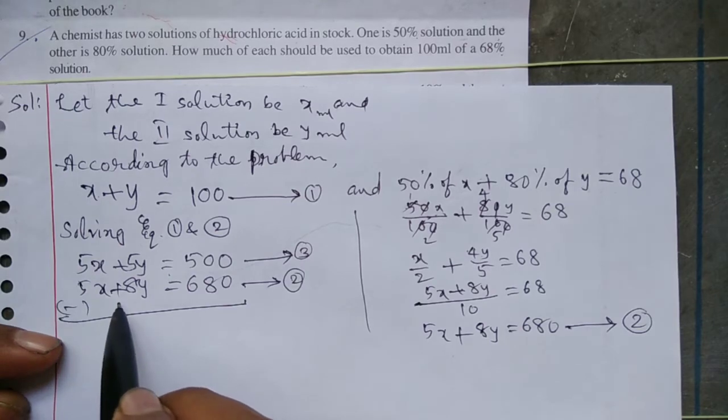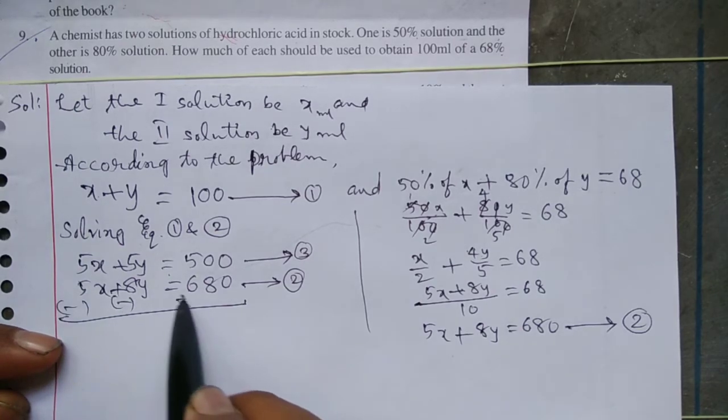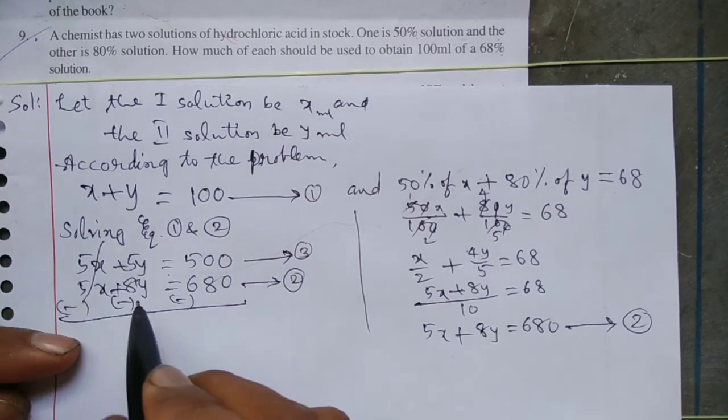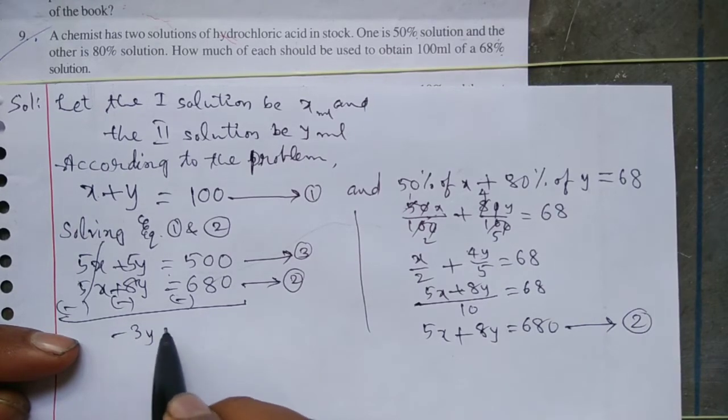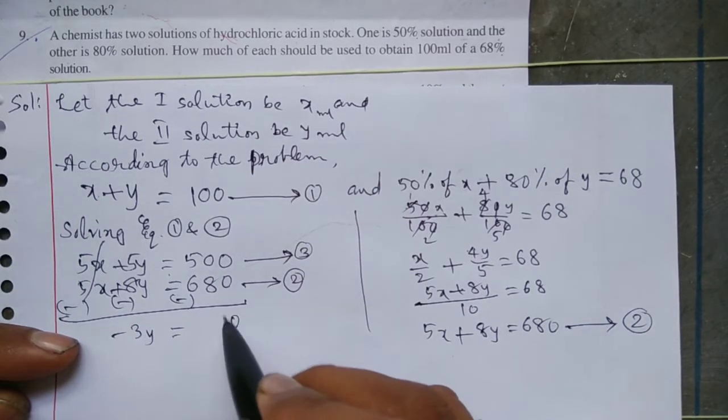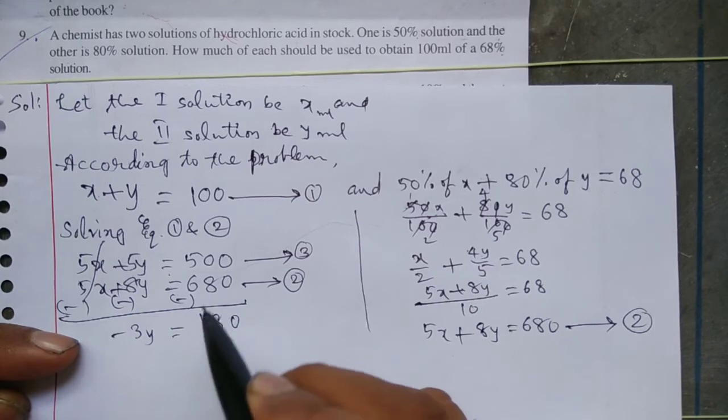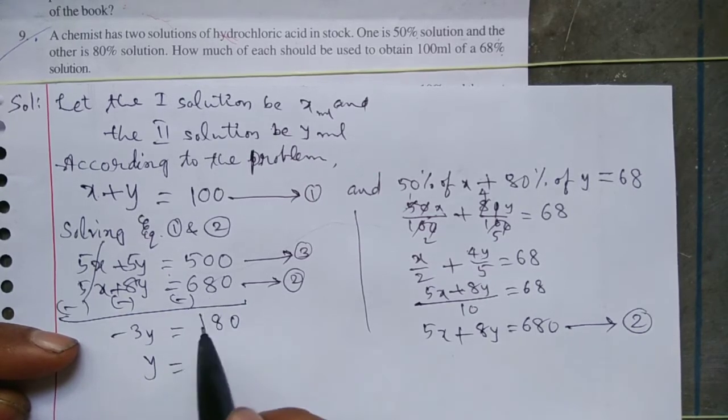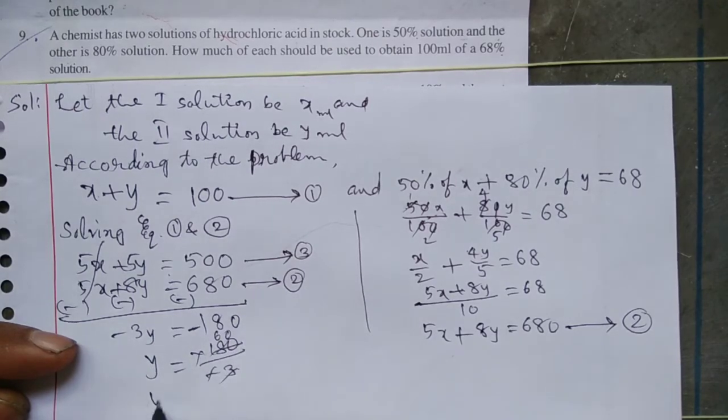The 5x terms cancel, minus 3y is equal to 500 minus 680, which is minus 180. y is equal to minus 180 by minus 3. The minuses cancel, 3 6s are 18, so y is equal to 60.